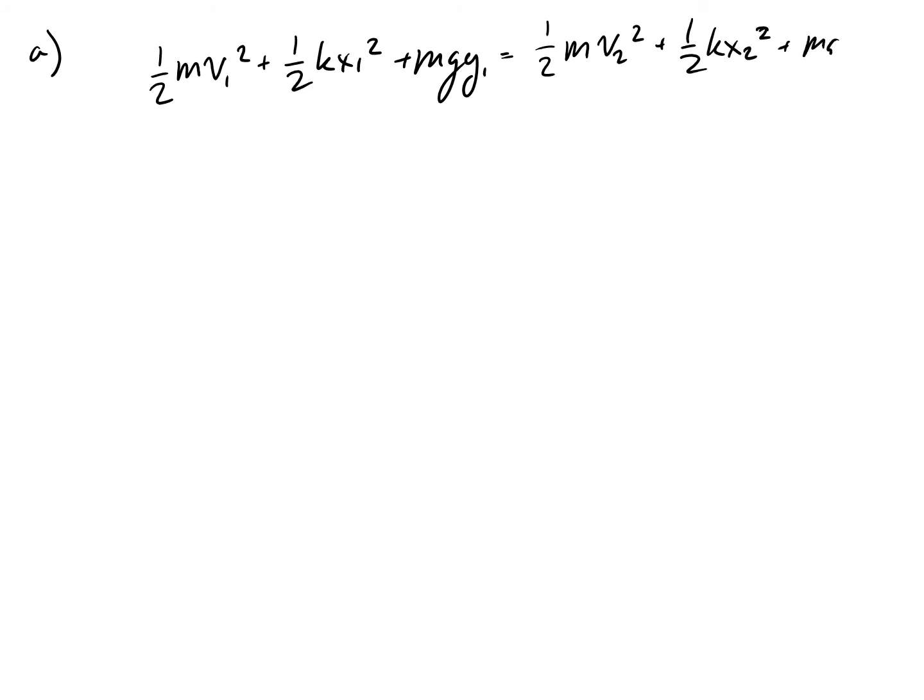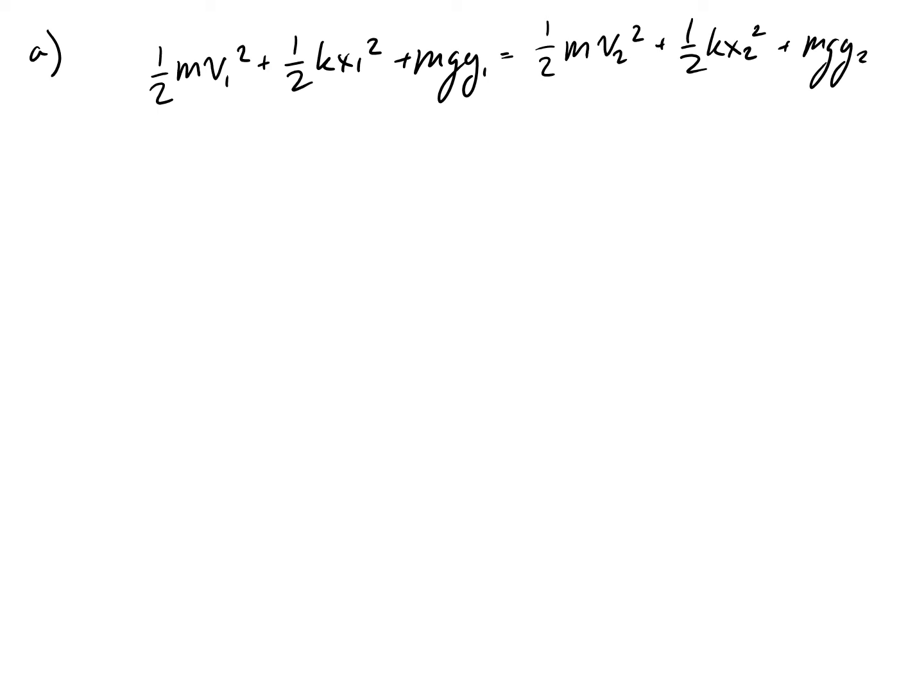Plus mg y2. Because I don't have thermal energy at all between points 1 and 2, I'm not going to write it out. You can if you want to. It's just going to be equal to 0. I didn't quite give myself enough space to include that, so I'm skipping it for now. Anytime you actually have friction, you'll need to make sure the thermal energy is included. Here, between points 1 and 2, we do not have friction.